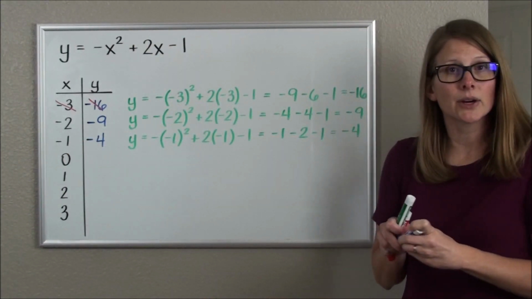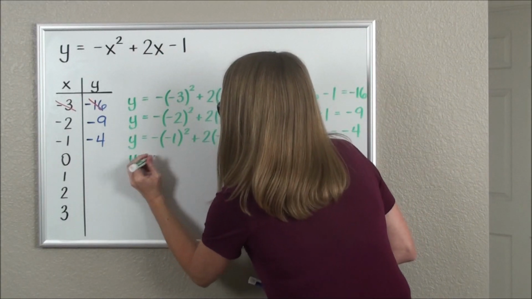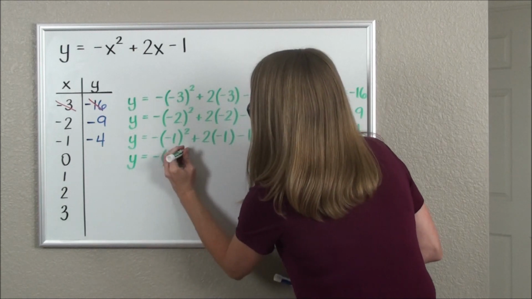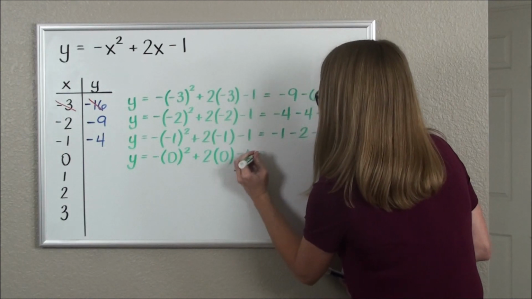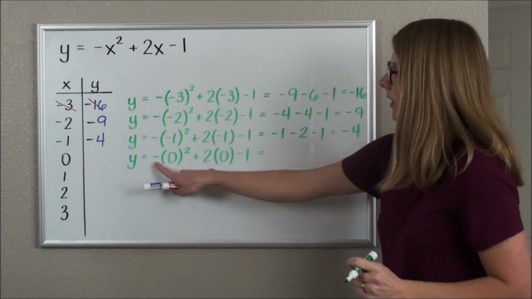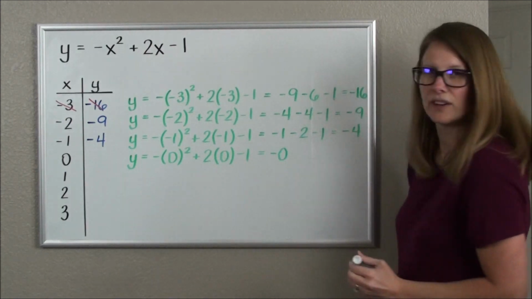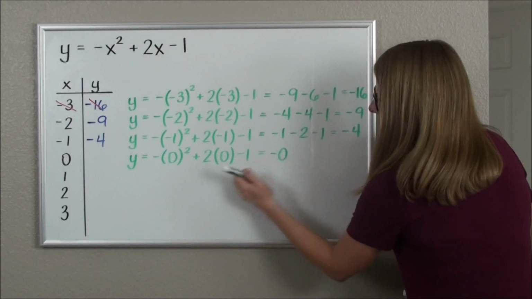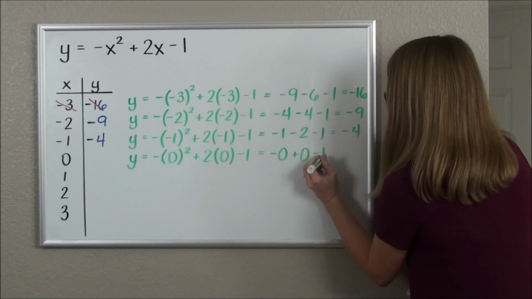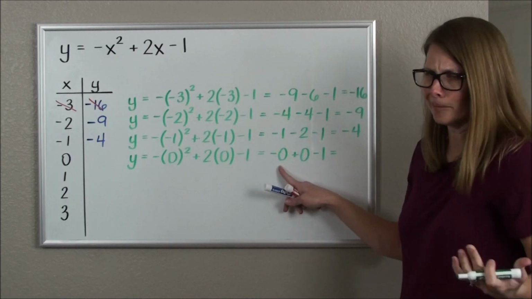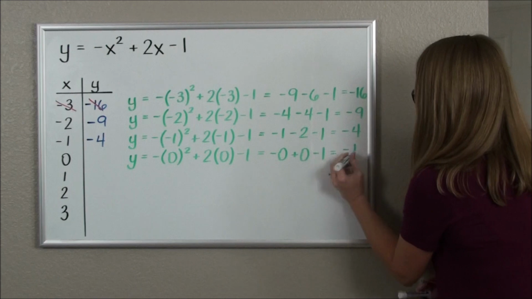I don't see any mirror image yet, so I'm just going to keep going. This time plugging in 0. Negative x squared plus 2 times x minus 1. Again, I want to square before I negate. So 0 squared is 0. If I have a negative in front of that 0, it's not going to make a difference. And then 2 times 0 is 0, and then minus 1. So -0 plus 0 is 0. 0 minus 1 is -1.